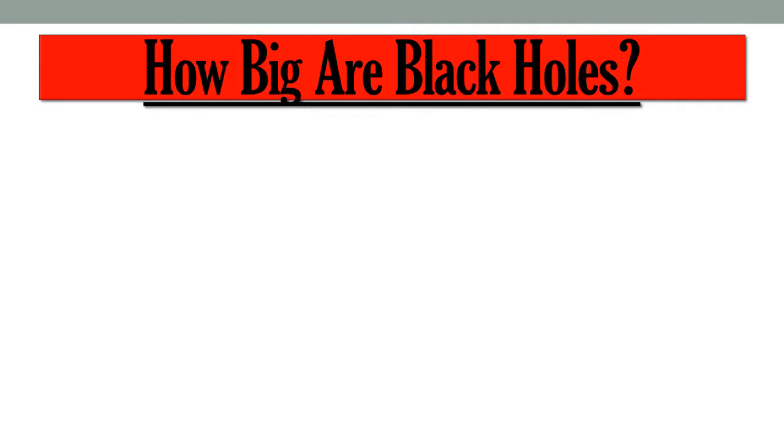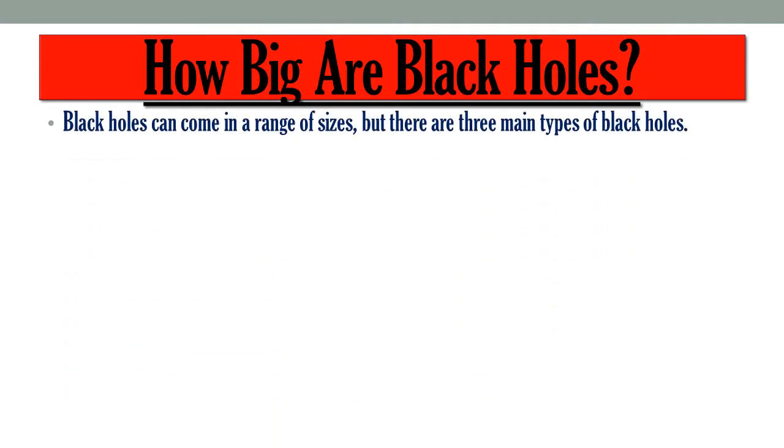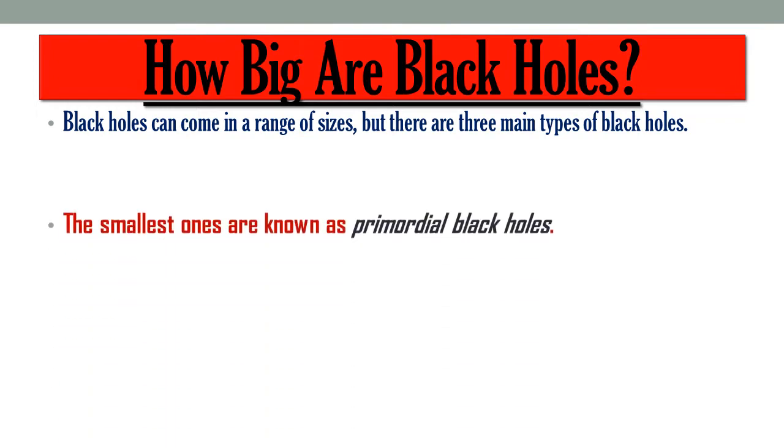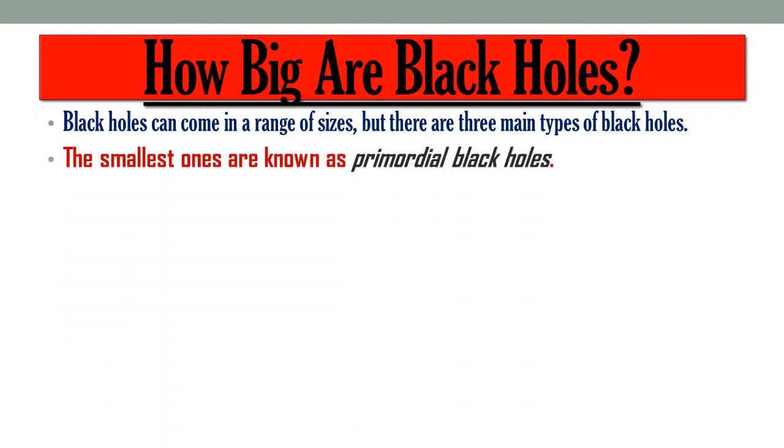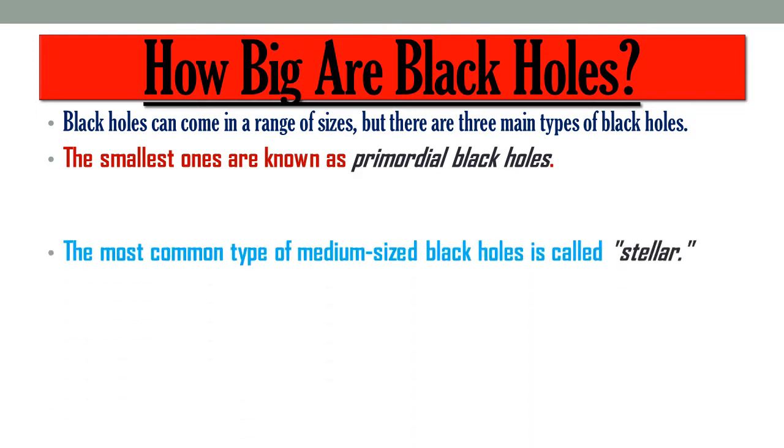Alright, so how big are black holes? Students, black holes can come in a range of sizes, but there are three main types. The black hole's mass and size determine what kind it is. First, the smallest ones are known as primordial black holes. Scientists believe this type of black hole is as small as a single atom but with the mass of a large mountain.